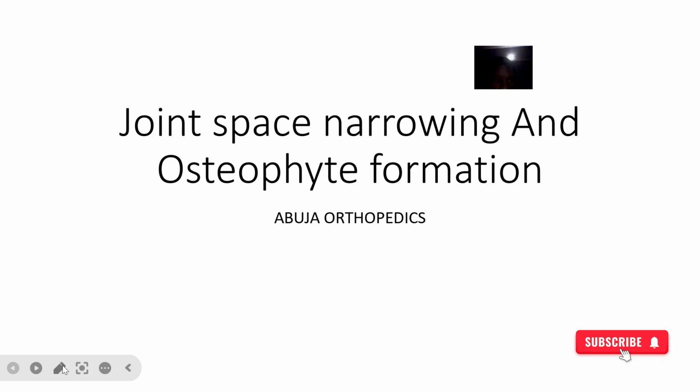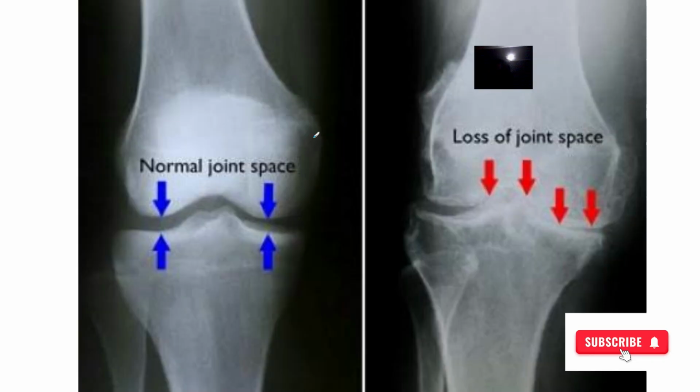Alright, so we'll be looking at some other joint issues this morning. We'll be looking at two of them: joint space narrowing, and then osteophyte formation. So, joint space narrowing: the normal space within a joint is becoming smaller.